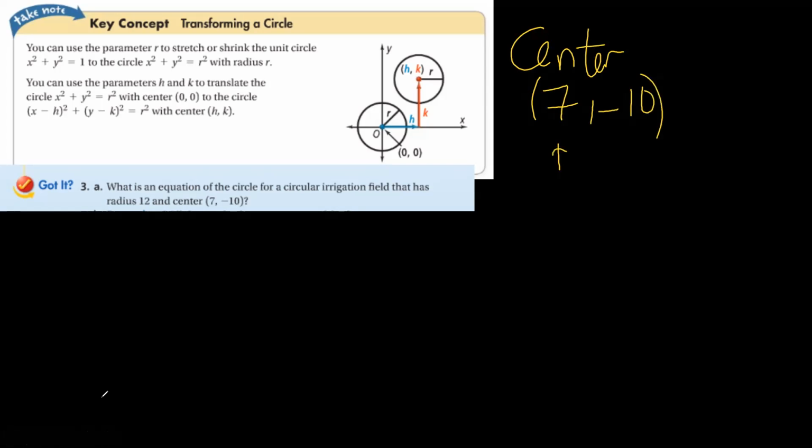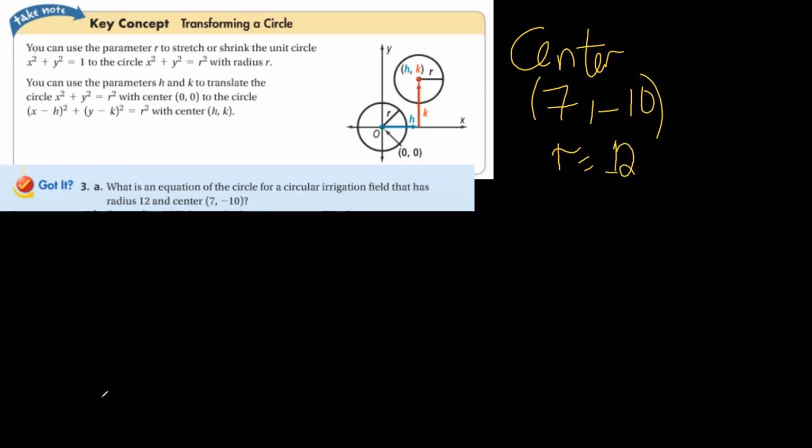Now, for this one here, what is an equation of a circle that has a radius of 12 and center (7, −10)? I want you to write the equation of the circle. The center is (7, −10) and the radius is 12. Okay, now I want you to help me write the equation of the circle. Yes, Habiba.